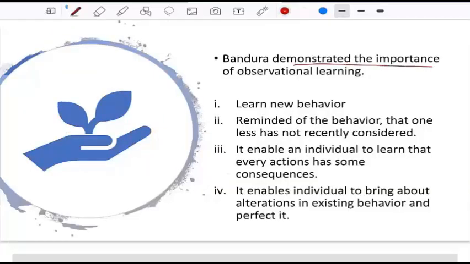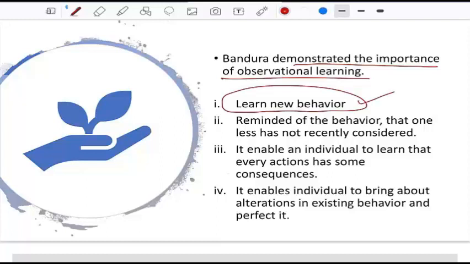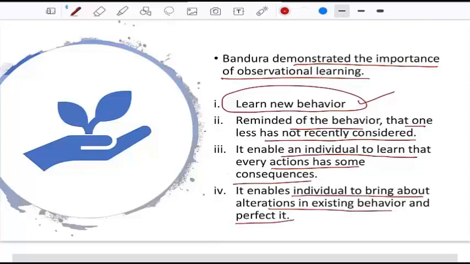Bandura demonstrates the importance of observational learning. It allows you to learn new behavior, and reminds you of behavior that one has not recently considered. It enables an individual to learn that every action has some consequences. It enables an individual to bring about alteration in existing behavior and perfect it. Let's suppose you are good, but you are not a good speaker. So what you are doing, everything apart from that is very good.